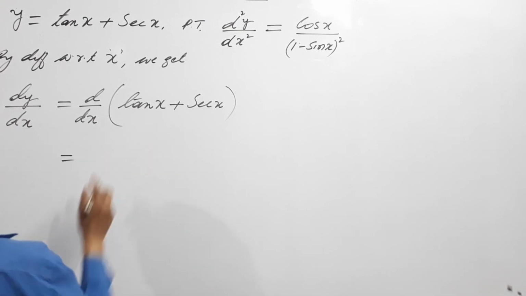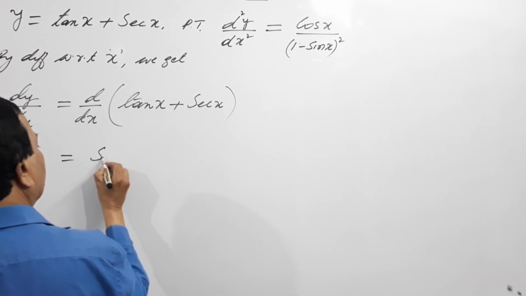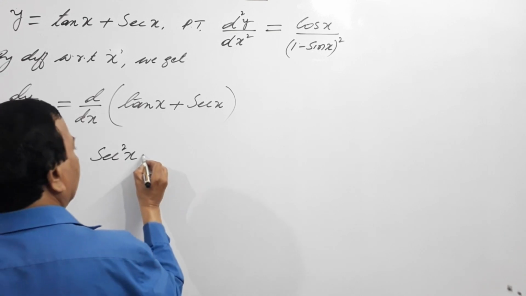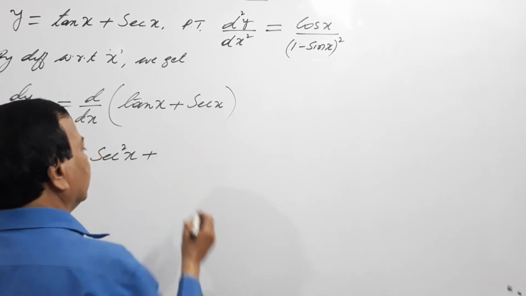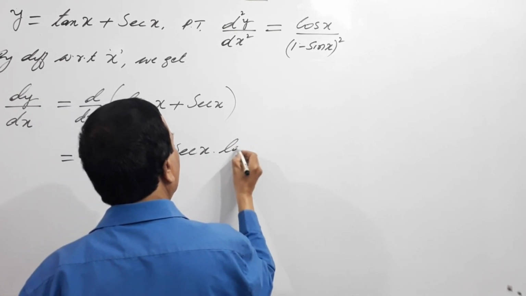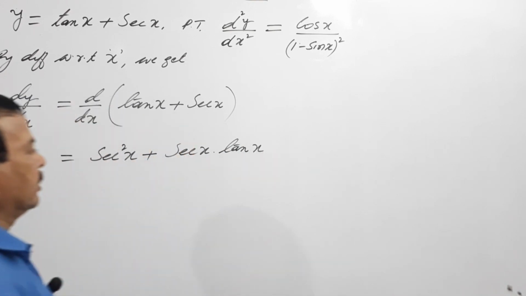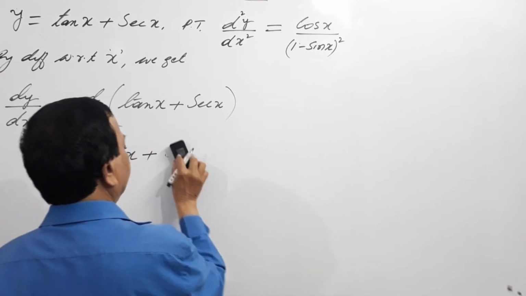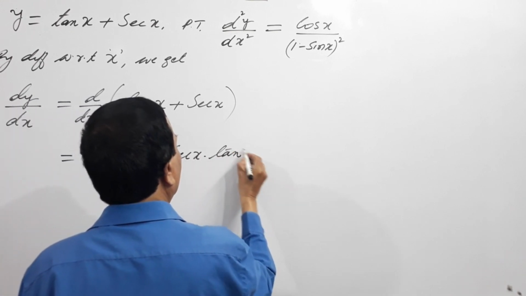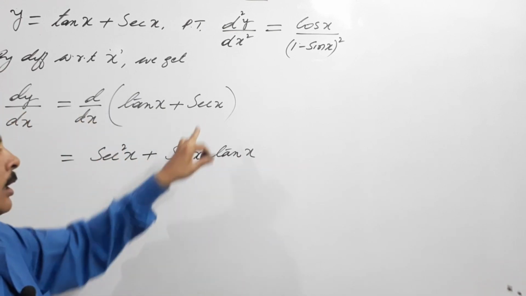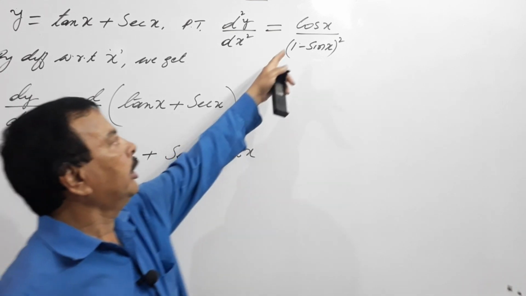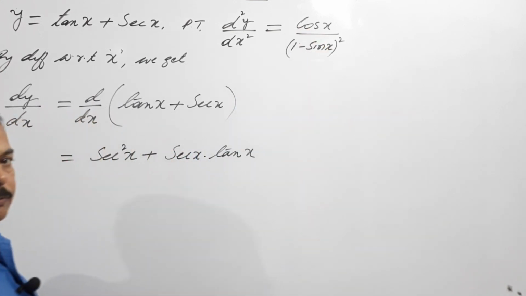This equals, if you differentiate tan x, we get secant square x plus, if you differentiate secant x, this will be secant x into tan x. D by dx of secant x is secant x into tan x. So what I will do, I will try to bring everything in terms of cos x, because you want it in terms of cos x.